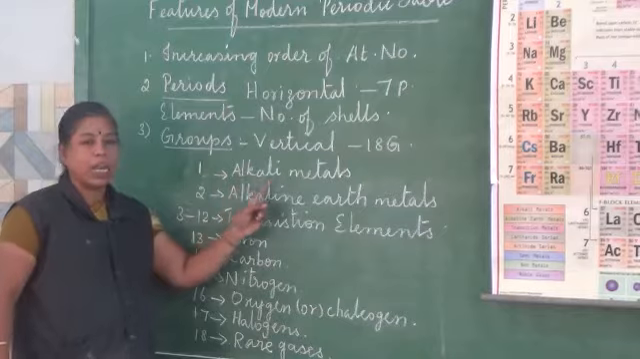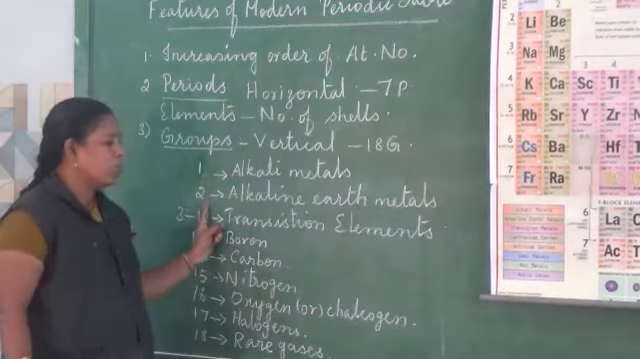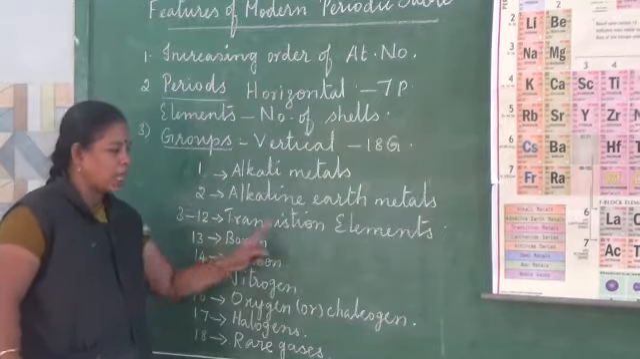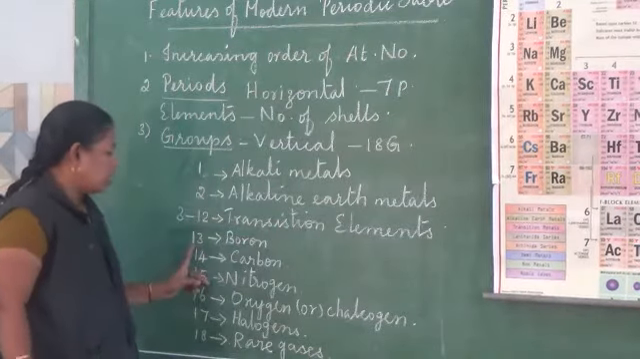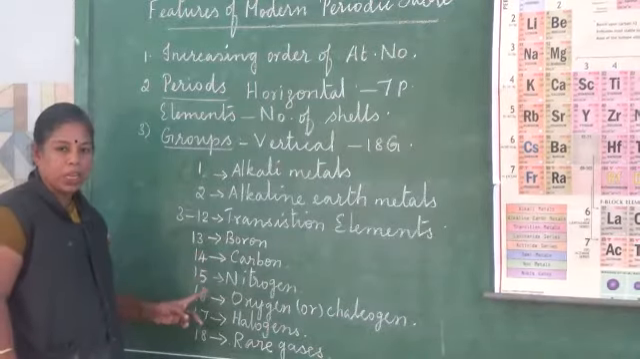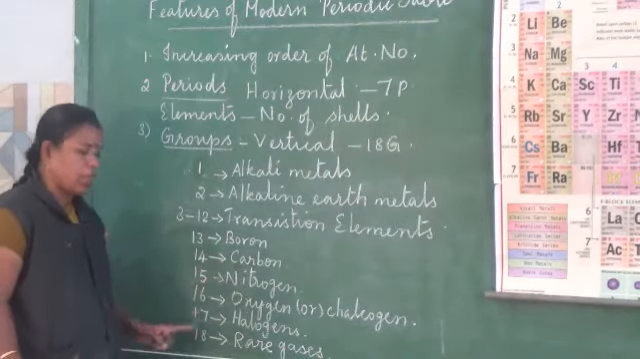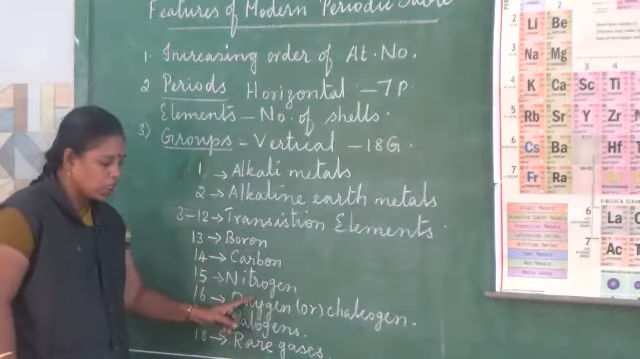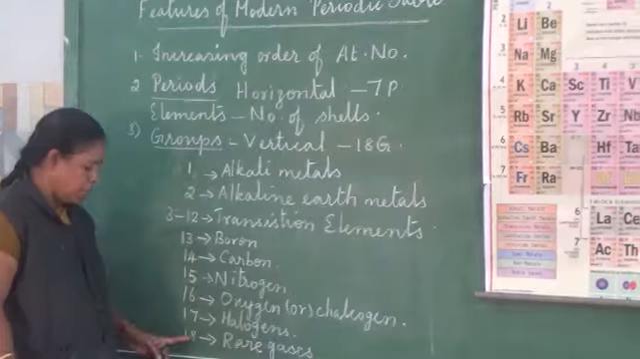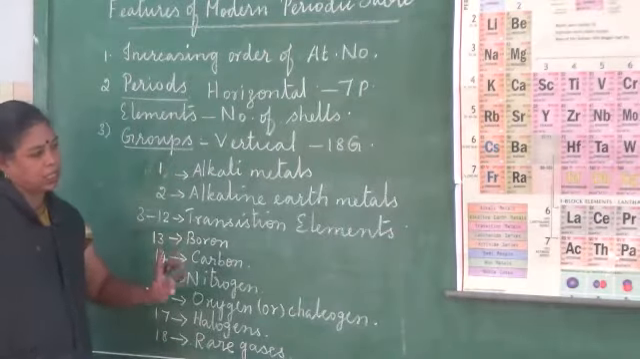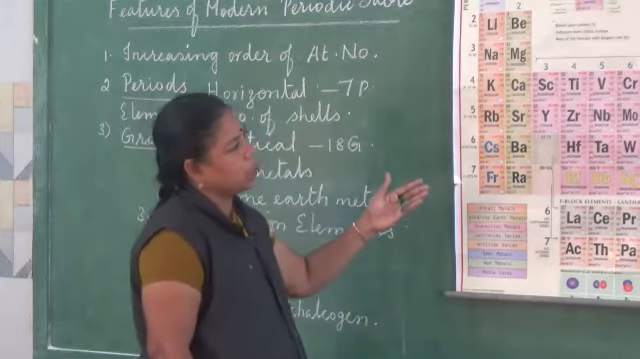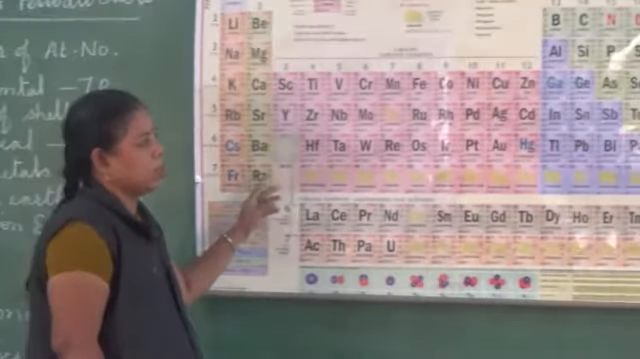First group is called alkali metals, and second group is called alkaline earth metals, and groups 3 to 12 are called transition elements, and group 13 is called boron family, group 14 is called carbon family, group 15 is called nitrogen family, group 16 is called oxygen or chalcogen family, group 17 is called halogen family, group 18 is called rare gases. Now the periodic table is further classified into blocks.